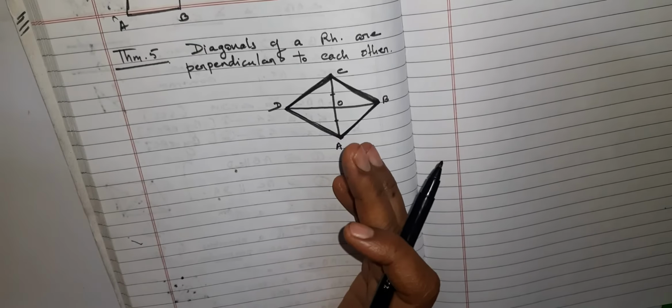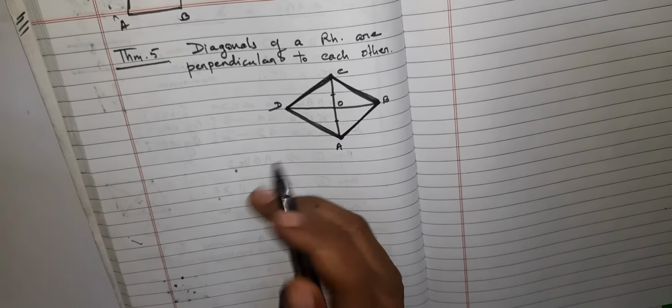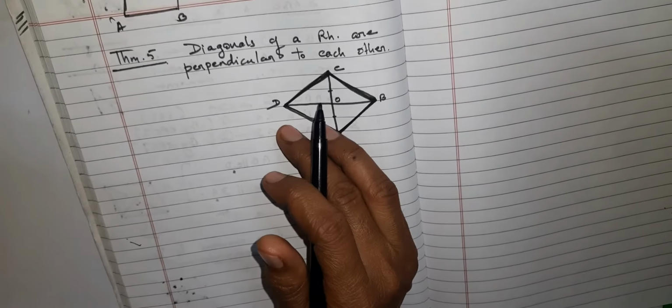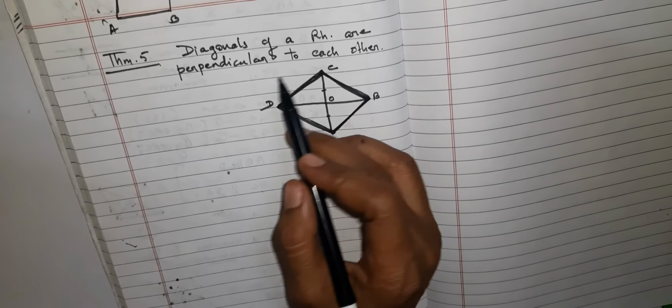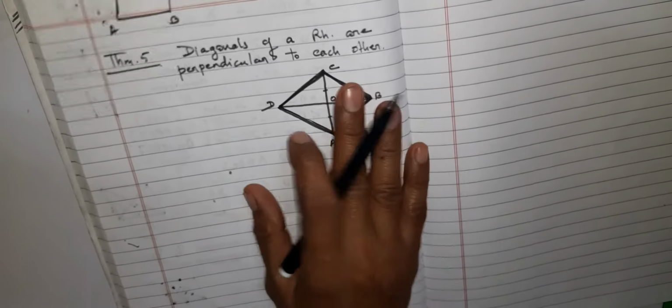We are going through a series of sessions for the chapter quadrilateral, and here we are busy proving theorems. So today we have brought theorem number 5: Diagonals of a rhombus are perpendicular to each other. This we are going to prove today.